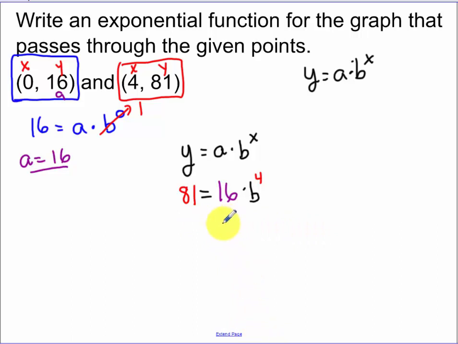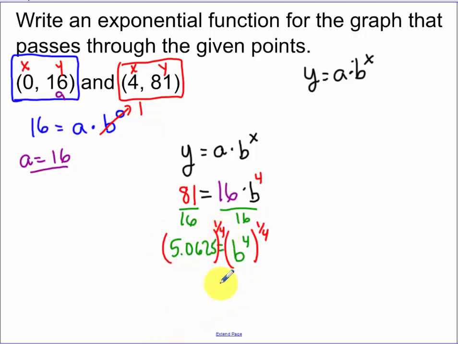I divide both sides by 16, and I would expect that you guys would use a calculator on this. I would be okay with that. And we get 5.0625. Now, I have B to the 4th equals that. We need to take everything to the 1/4 power or the 4th root. By doing that, we then get B to be 1.5.